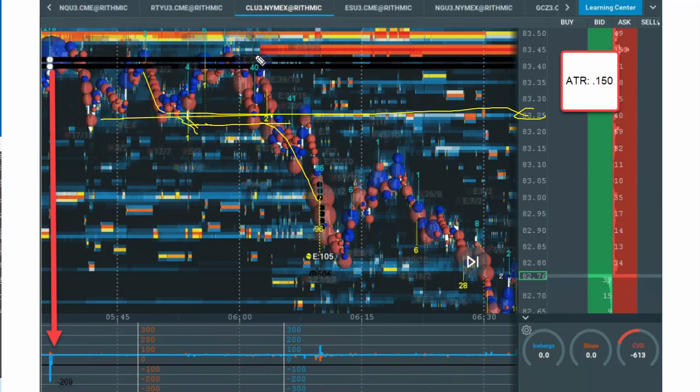Take it from me. So that is the updated version on how I use the ATR to enter these trades and stop out of them.